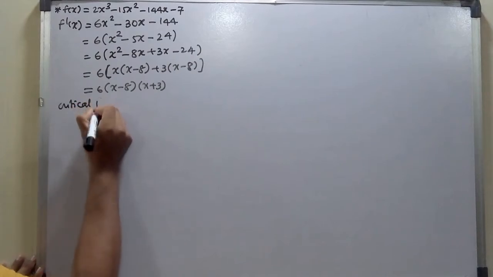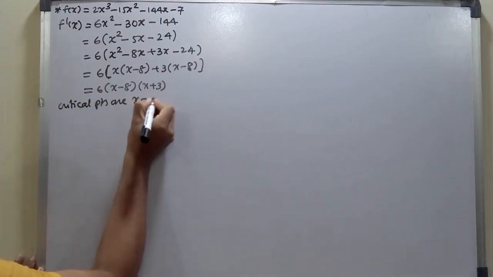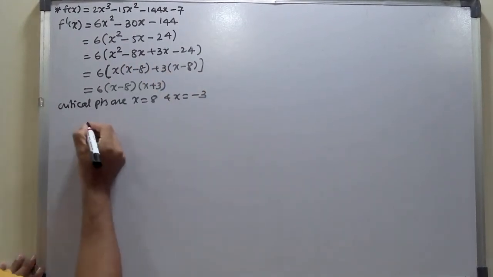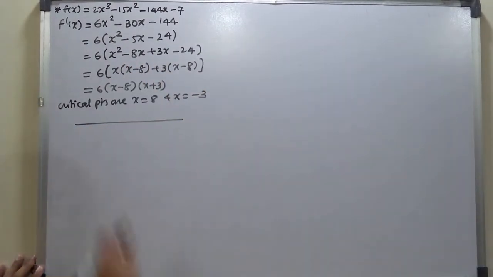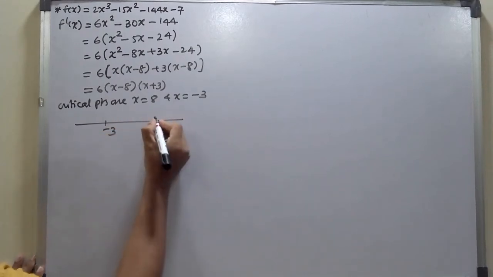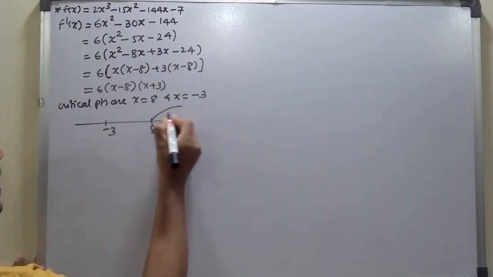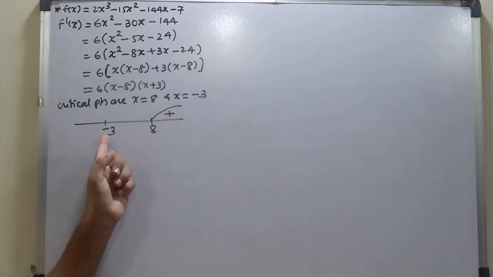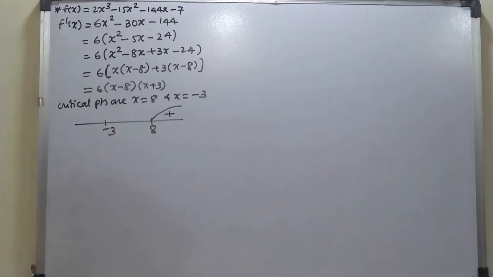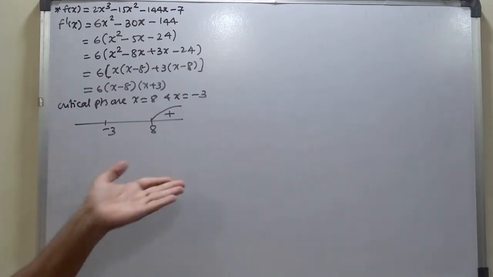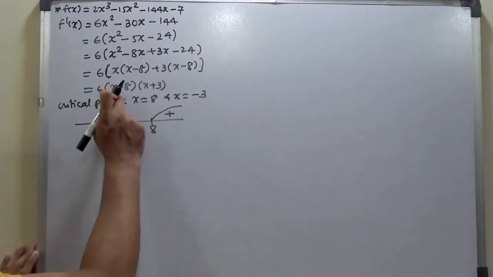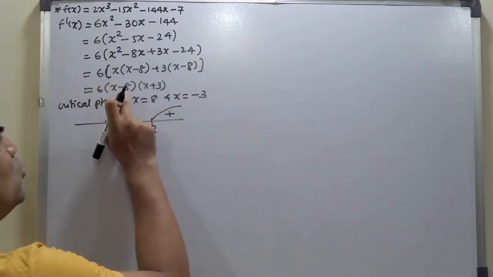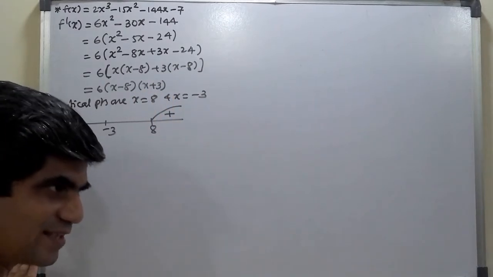The critical points are x is equal to 8 and x is equal to minus 3. Let me plot it. Who is smaller? Minus 3 is smaller and 8 is bigger. On the extreme right, it is the plus side. Now select any value between minus 3 and 8. I will select the value which I selected last time, because it is a very nice 0. So this will become minus, this will become plus. So this is plus into minus into plus, so it will become minus.